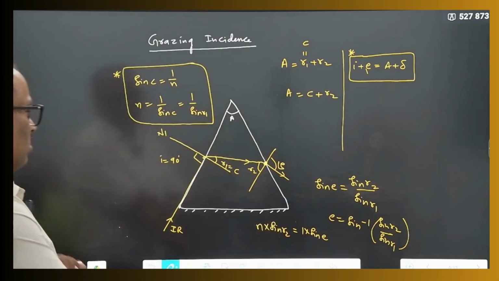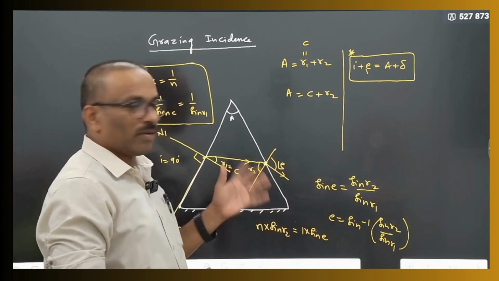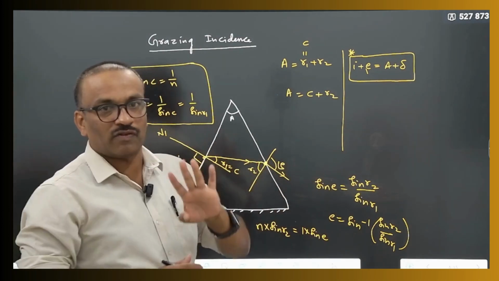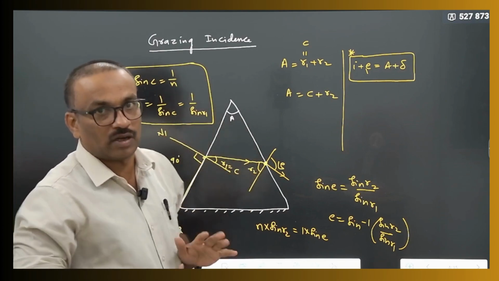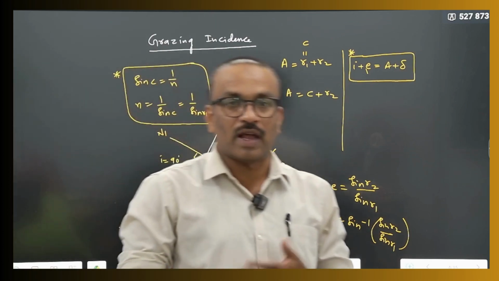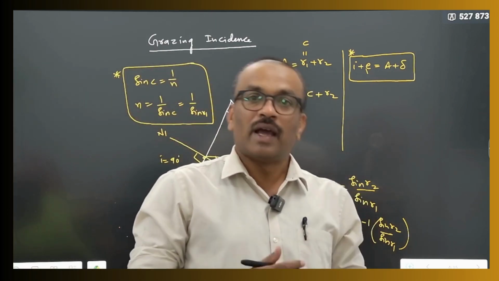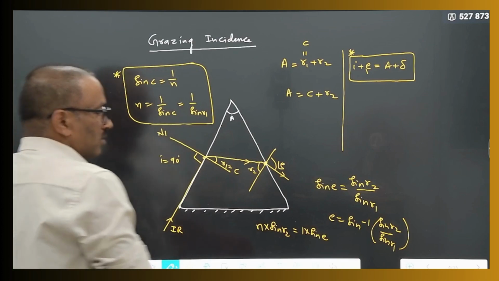Clear? So as per the given questions, you can do it. No need to remember all of these, just remember the 4 formulas and apply them. Grazing incidence means normal incidence. That's all. Sometimes they will ask you about grazing emergence, and also normal emergence.